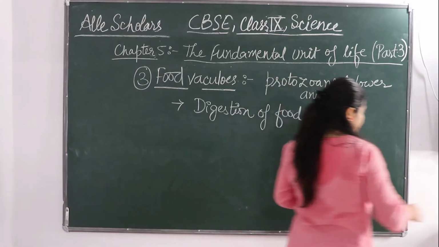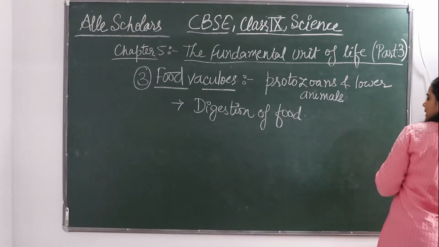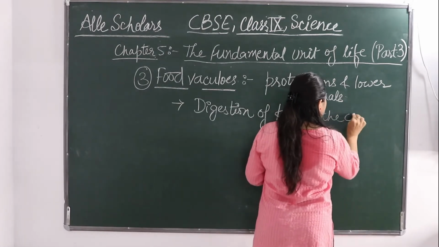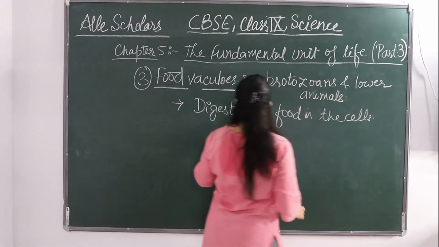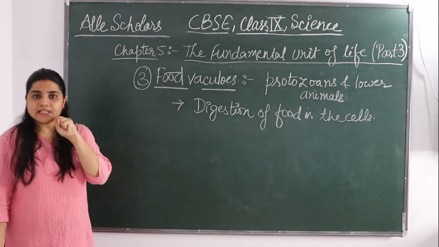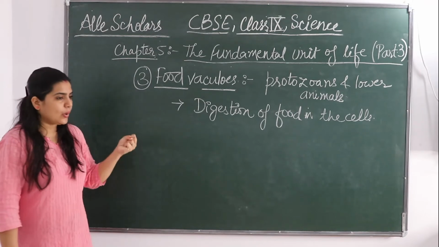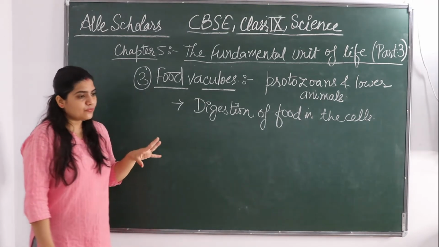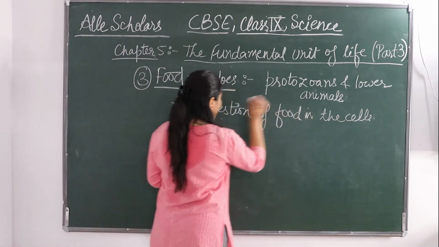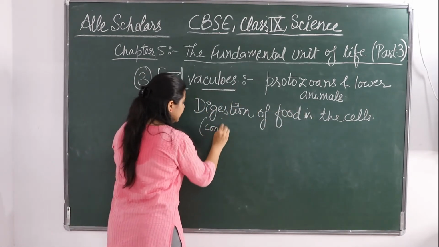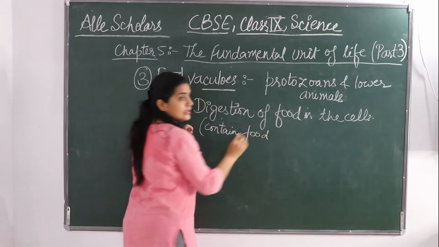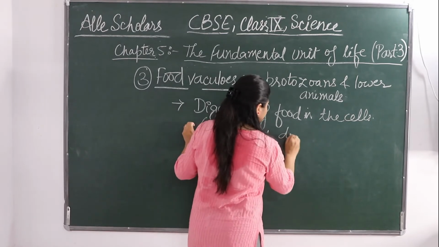You can write here in the cells. How does digestion take place in the cells? Because the food vacuoles contain digestive enzymes with them. So that is why they help in the digestion of food. What do they contain? They contain food digestive enzymes.